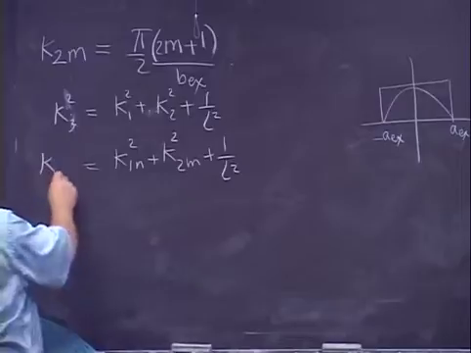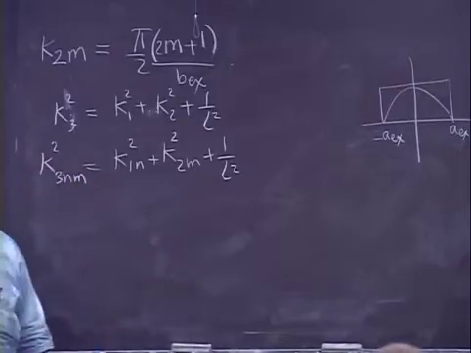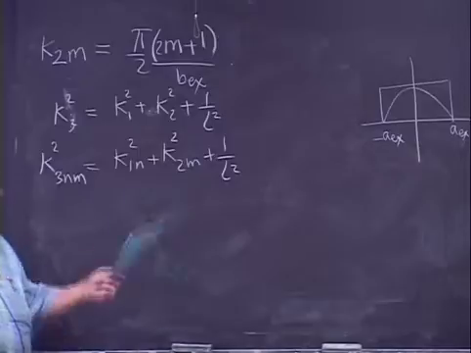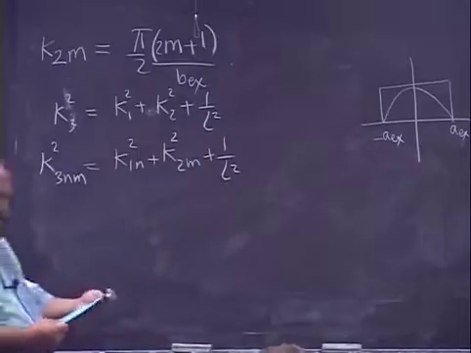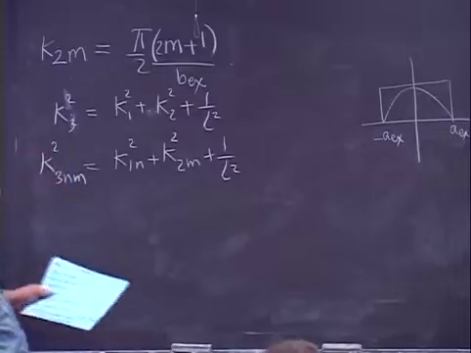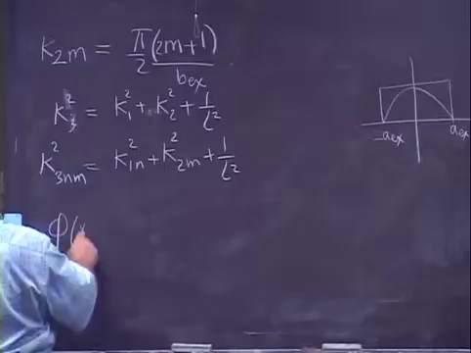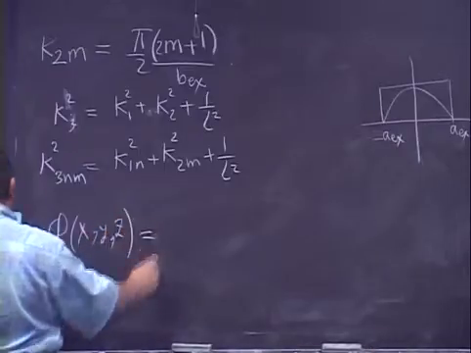So K3 should be what? N and M. It should depend now on N and M, because it depends on what? K1 and K2. Guys, are you with me? So now what will be the final flux? The final flux, phi of x, y, and z, will be equal to.